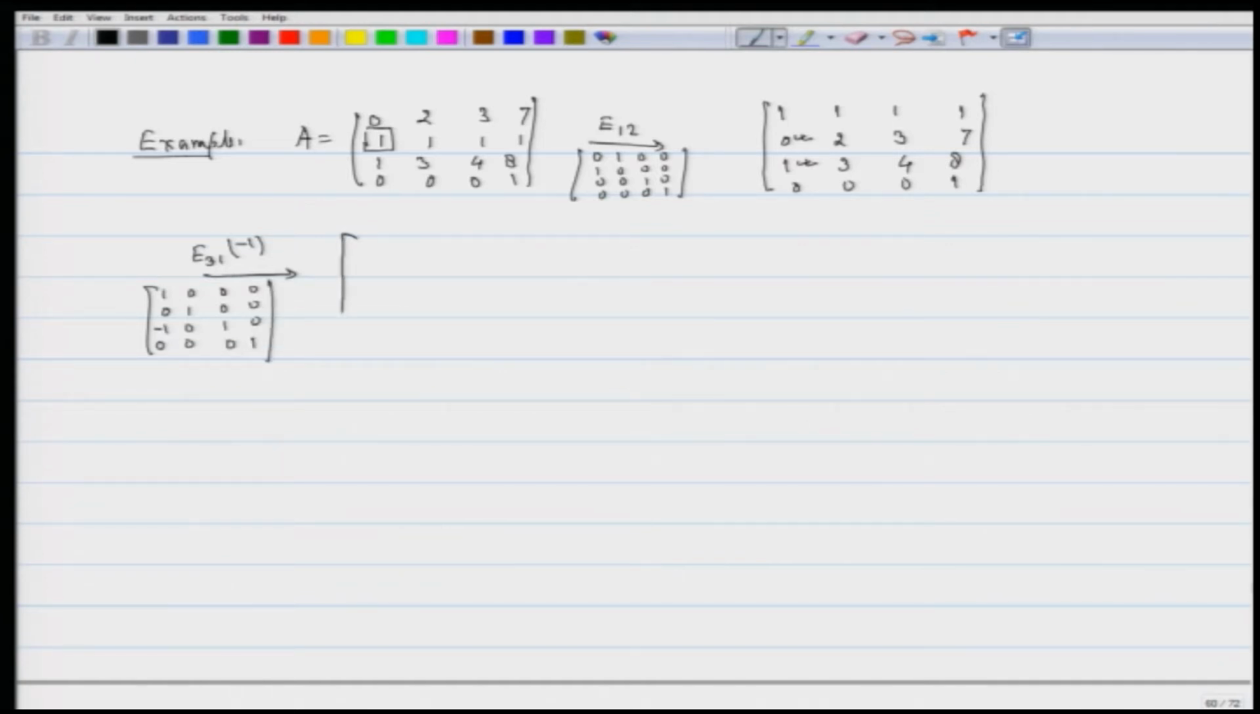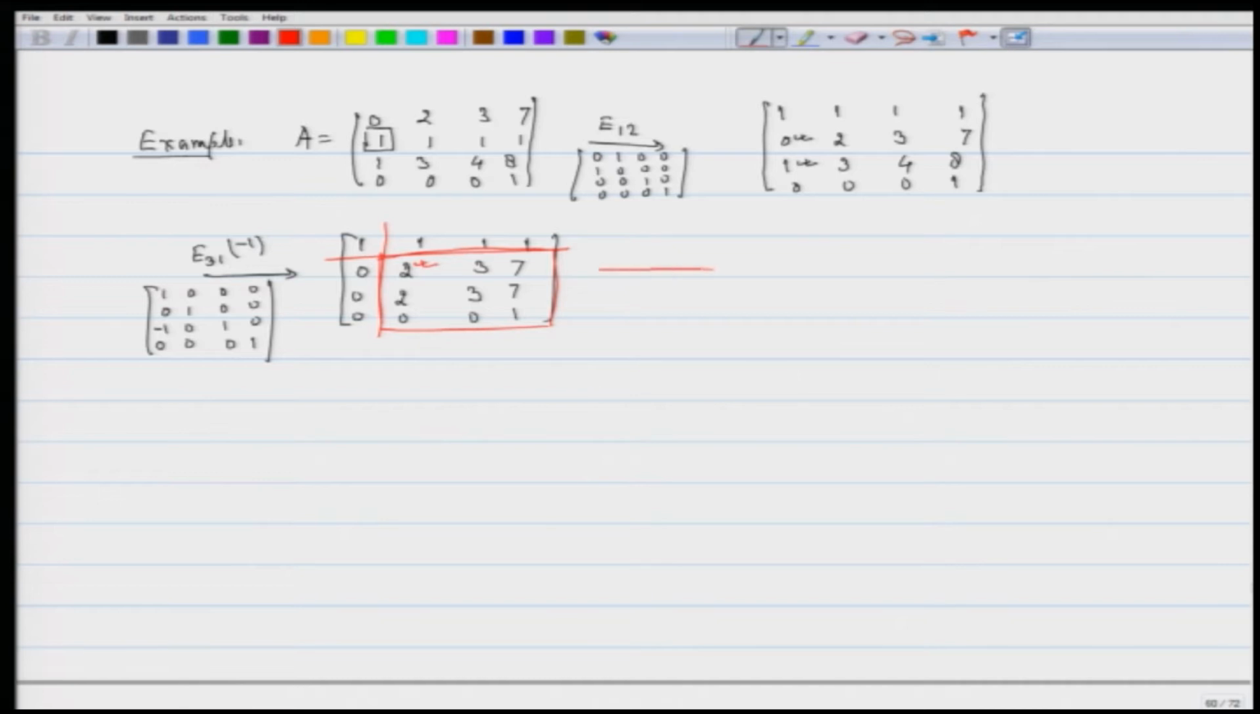Fine. This gives us the matrix 1 1 1 1, 0 2 3 7, 0 3 minus 1 is 2, 4 minus 1 is 3, 8 minus 1 is 7, 0 0 0 1. This is the matrix I get. So, now at this stage we have taken care of this part. Fine. So, once you have taken care of this, our new region is now only this part, and we need to implement our algorithm only to this part. Fine. So, here what we see is that there is a 2 here, so we need to divide by 2.